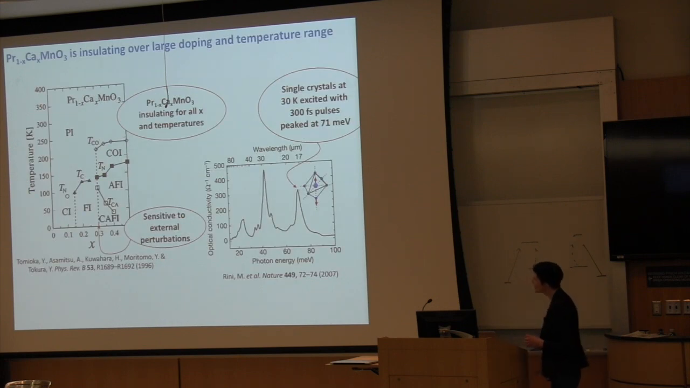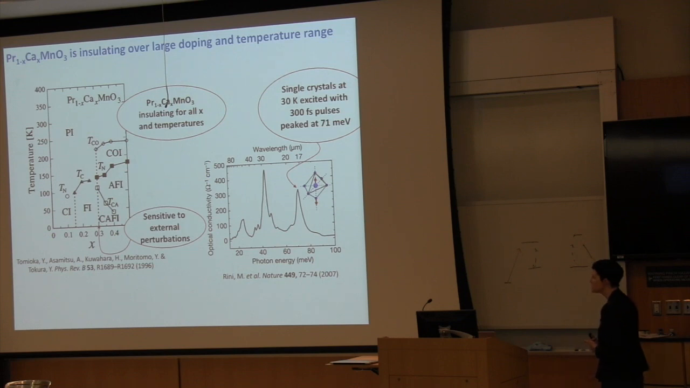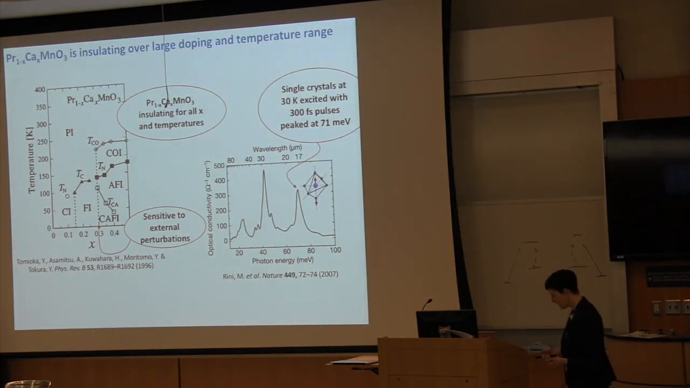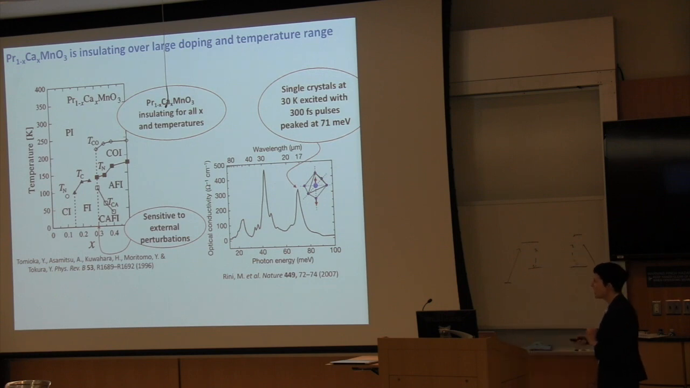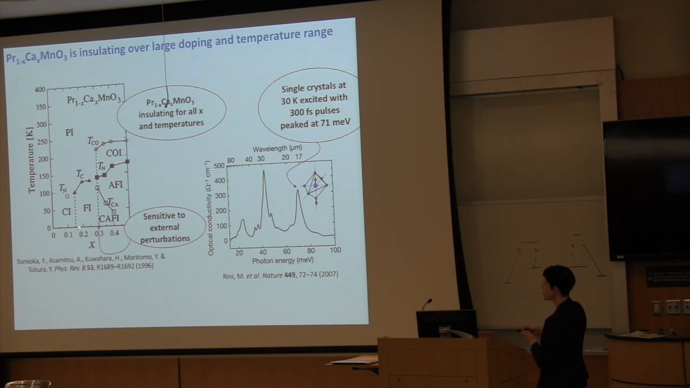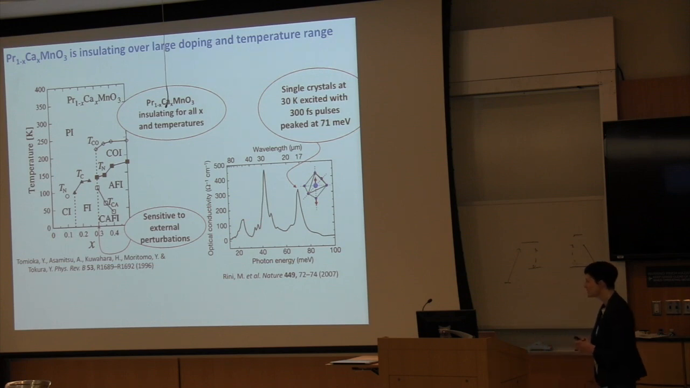Okay, so here's an example of such an experiment on a material from a different family, from the rare earth manganite family. So this is praseodymium calcium manganite. And this phase diagram is very complicated. It's a function of temperature, and this X is the concentration of calcium that sits on the A site.